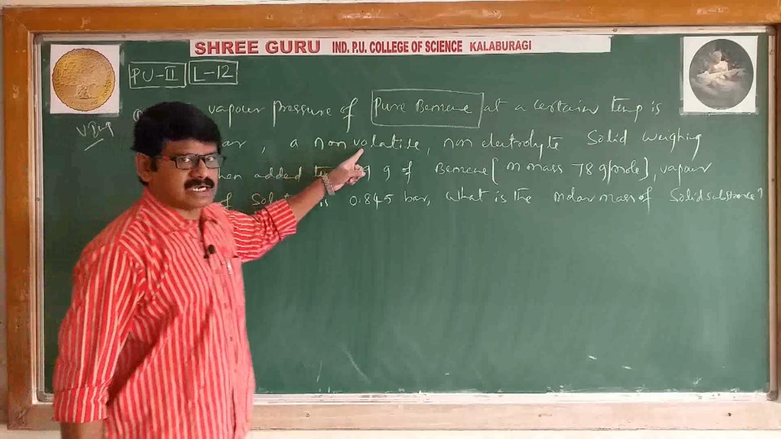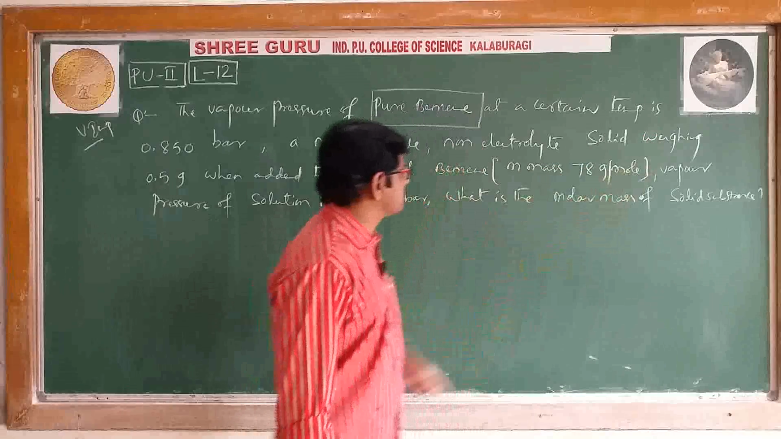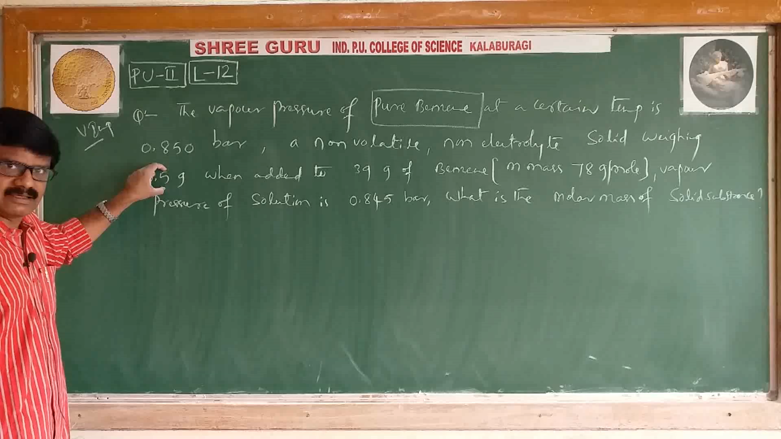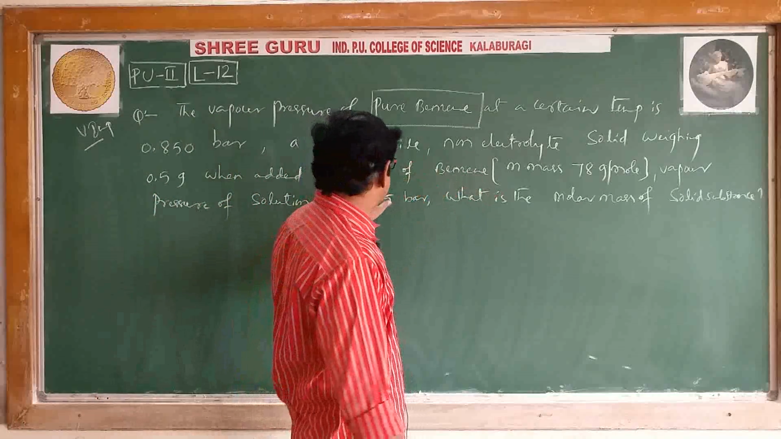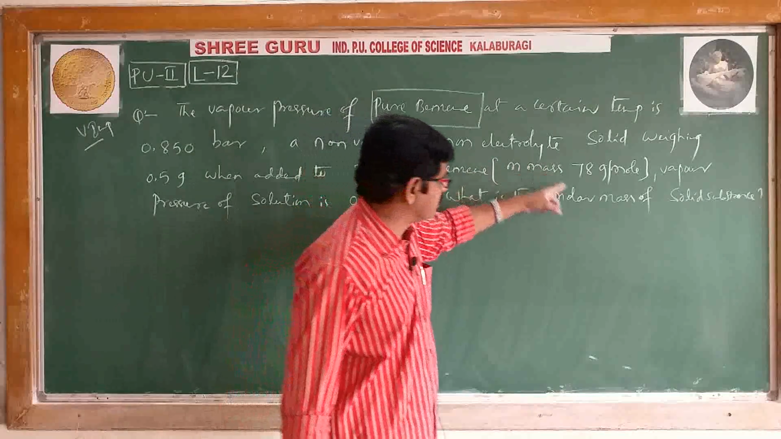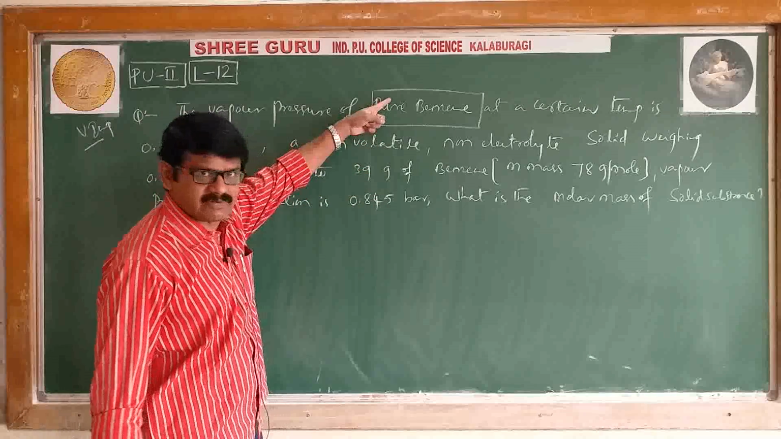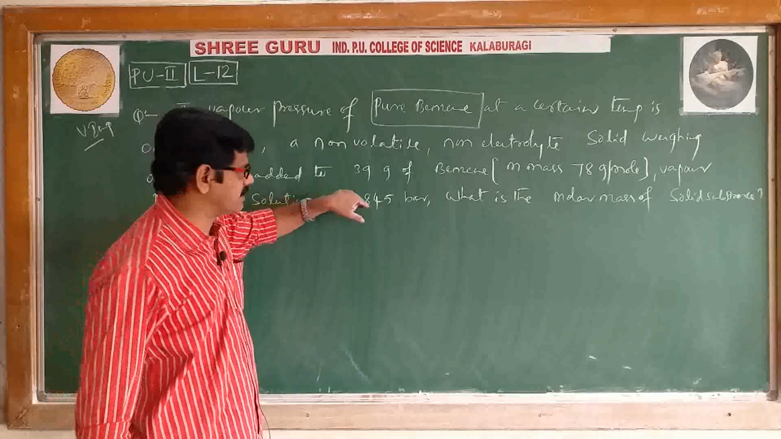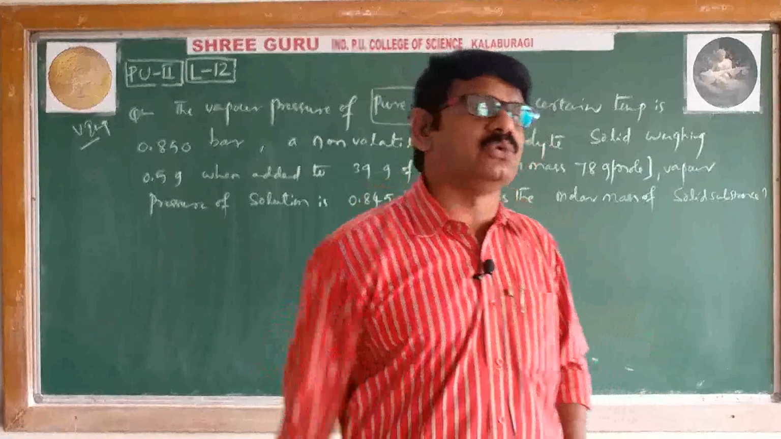Next, a non-volatile non-electrolyte solid solute weighing 0.5 grams, that means W2, the weight of solute, is given, when added to 39 grams of benzene. The weight of the solvent is given, as well as the solvent molar mass, and the vapor pressure of the solution is also given. Pure solvent P naught is there, P1, nothing but P solution, is also given. What is the molar mass of the solid substance? That is M2 being asked.